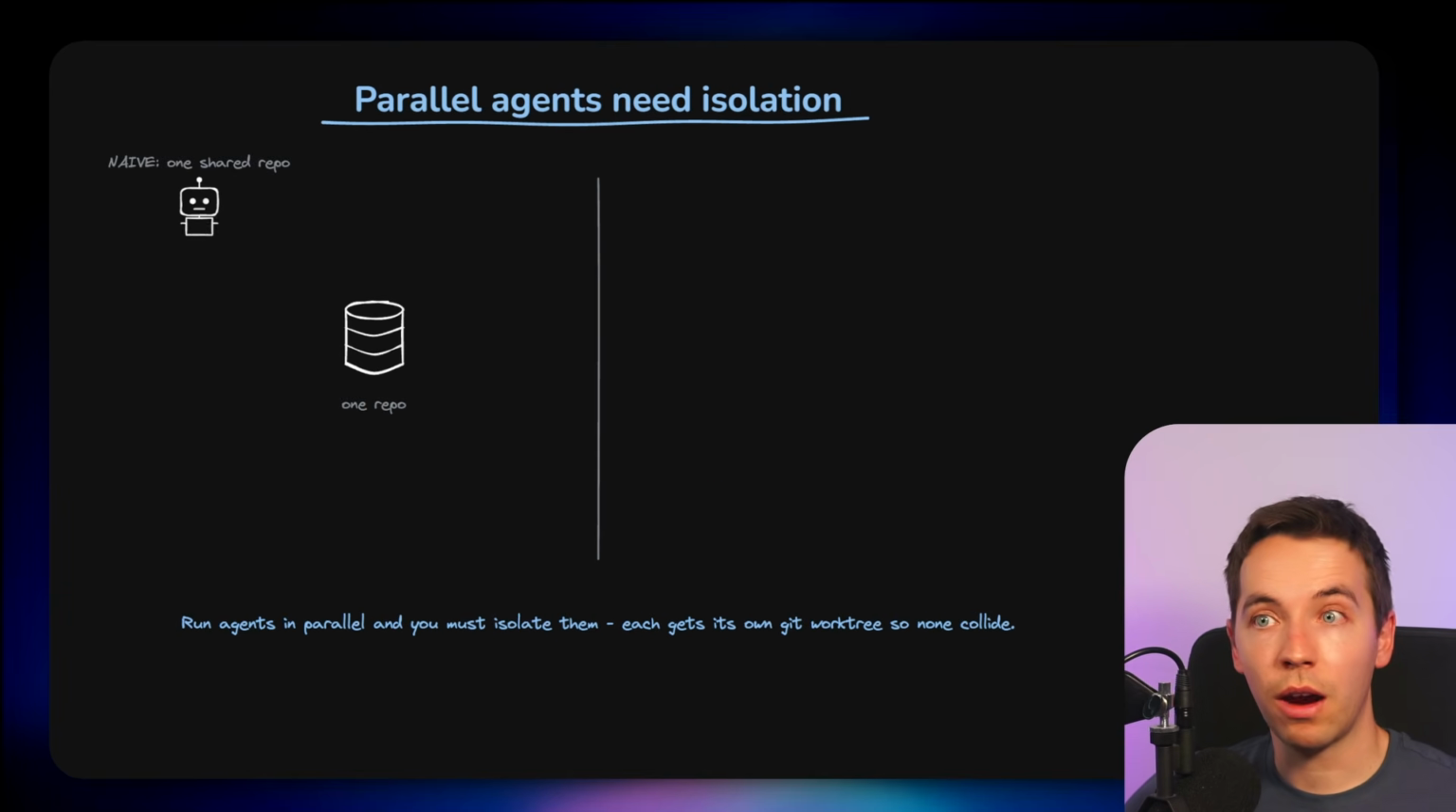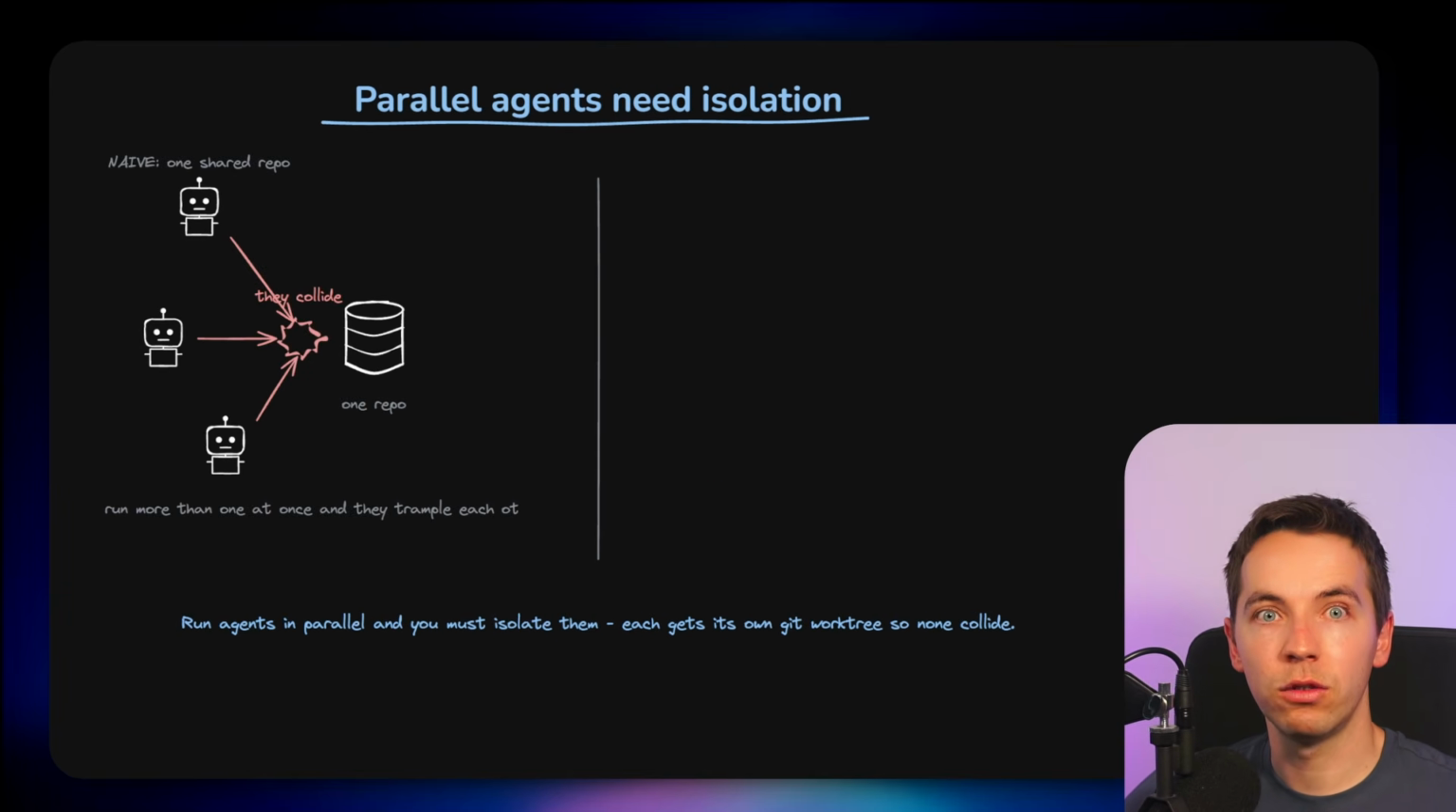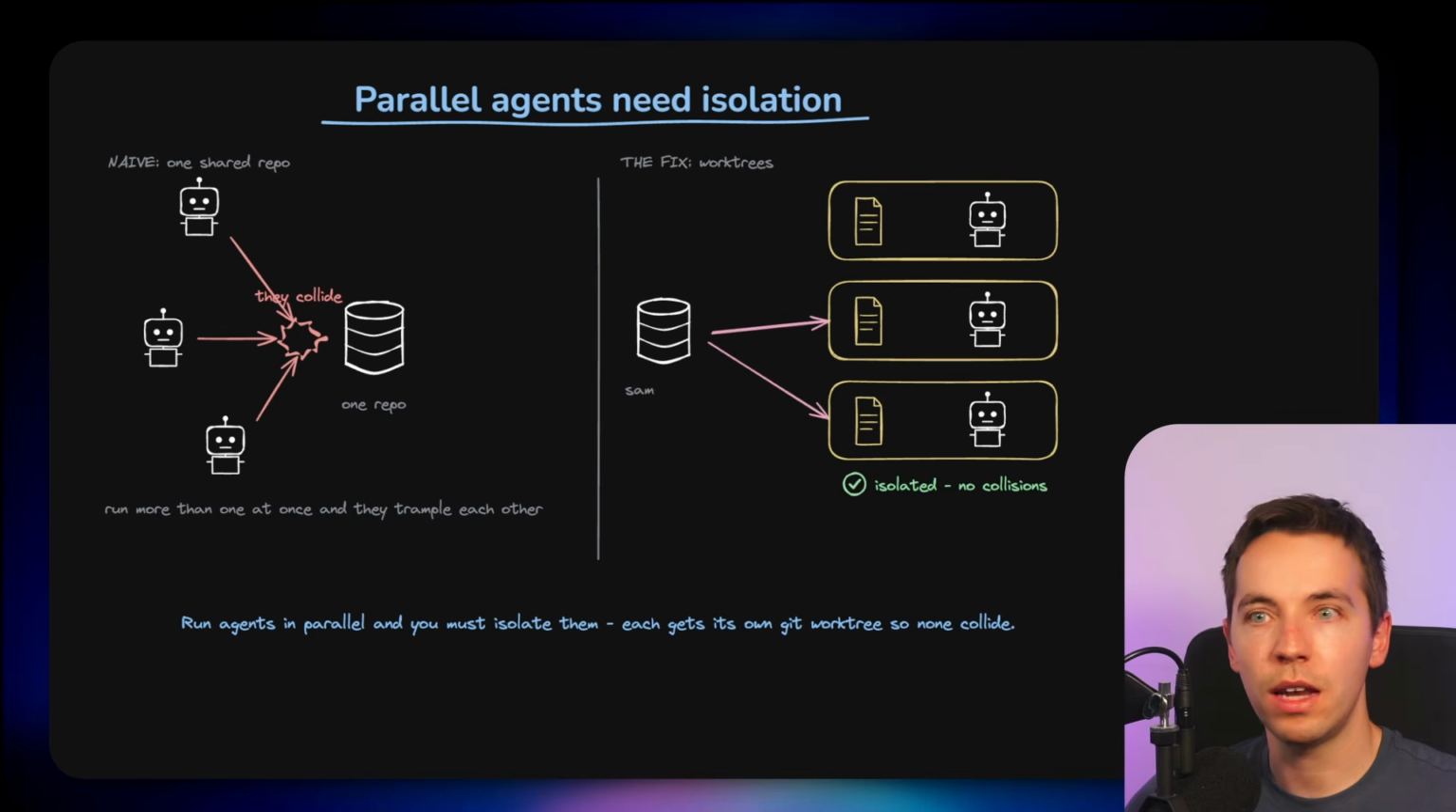When you start running parallel agents against your code base, you really need to keep them apart. Claude Code does this using Git Worktrees. Every parallel agent gets its own copy of the code, so 10 of them editing at once never tread on each other.